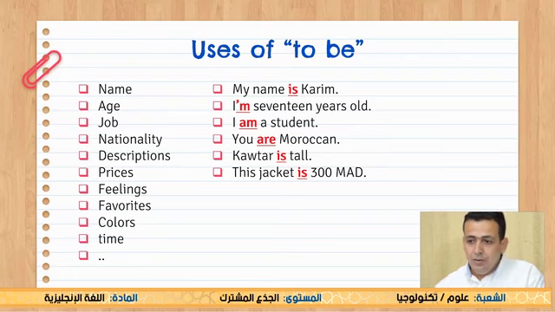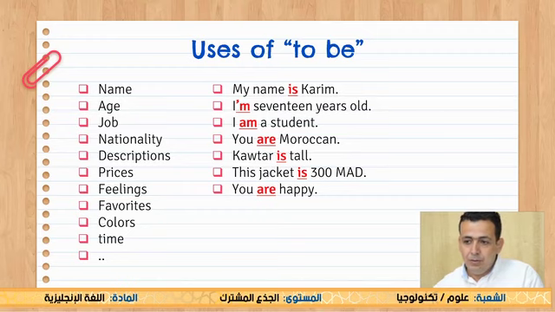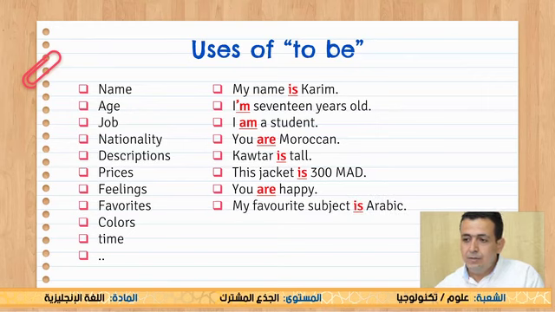Feelings. When you talk about your feelings, sad, happy, etc., you need this verb. Look at the example. You are happy. Means you describe your feeling. How do you feel? Now let's see favorites. My favorite subject is Arabic. I can change it with another one. My favorite sport is football. My favorite pop star is Michael Jackson, etc. You can talk about your favorites, take music, cinema, etc.